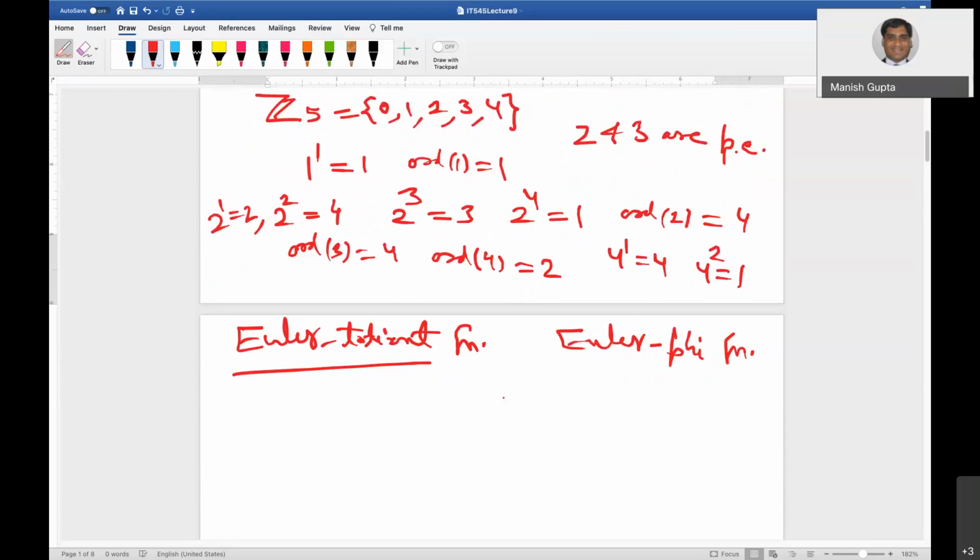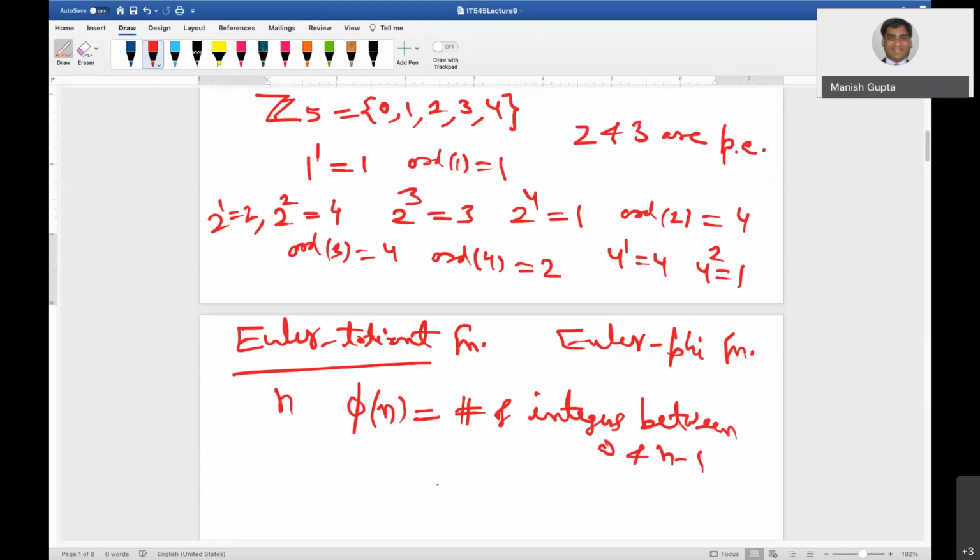So actually, for an integer n, phi of n is defined as a positive integer. I am talking about the number of integers between 0 and n minus 1 that are co-prime to n.